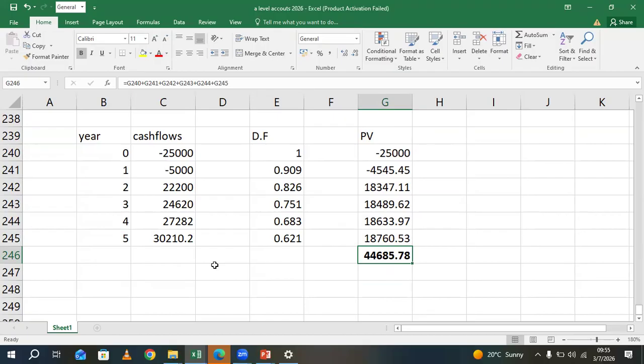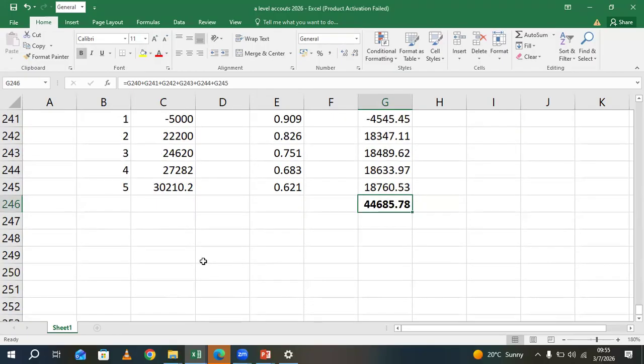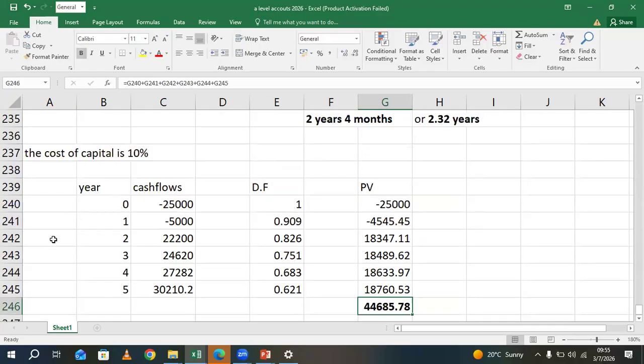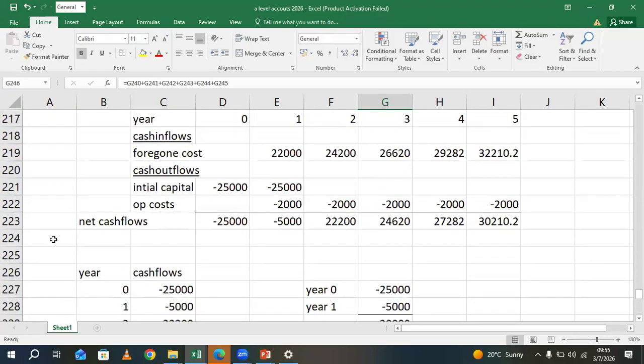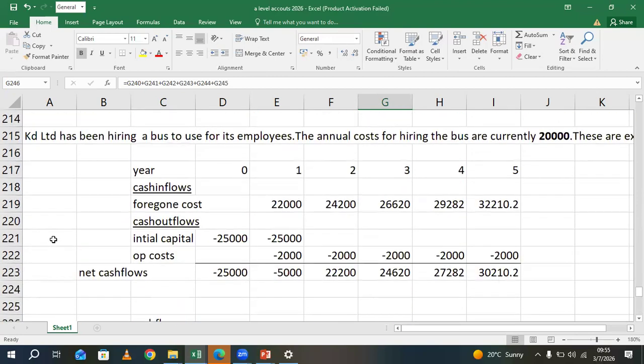Then lastly, ARR. Remember, ARR makes use of profits. So if it's accounting rate of return, it makes use of profits. You need to figure out whether anything is mentioned to do with depreciation, because this asset that we are buying may be subject to depreciation. If it's an asset, then it's subject to depreciation.